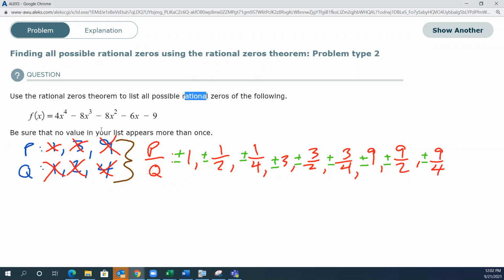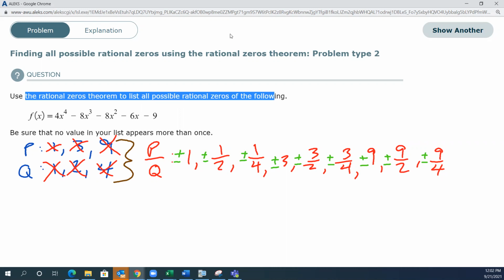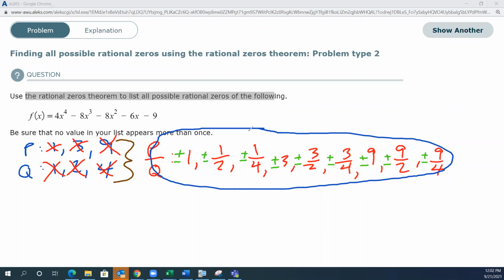That's okay. On this particular topic, all it said was use the theorem to make a list. So our answer is just going to be this list right here. They didn't say to actually use it. They will on, I think, the next one. Let's take a look.